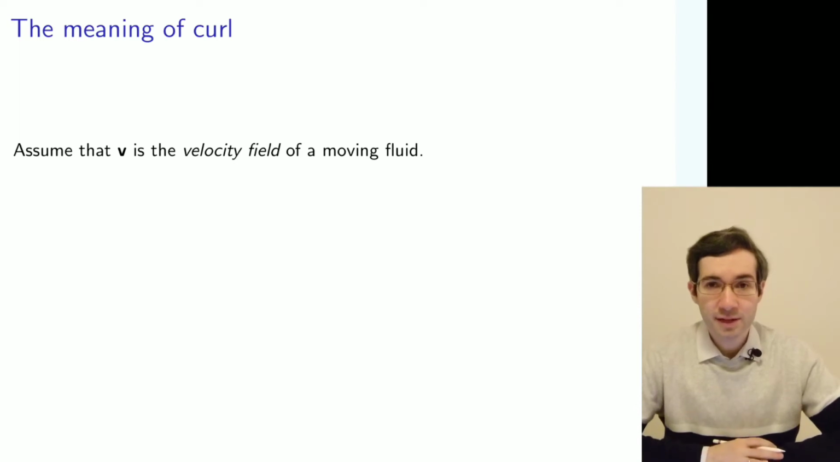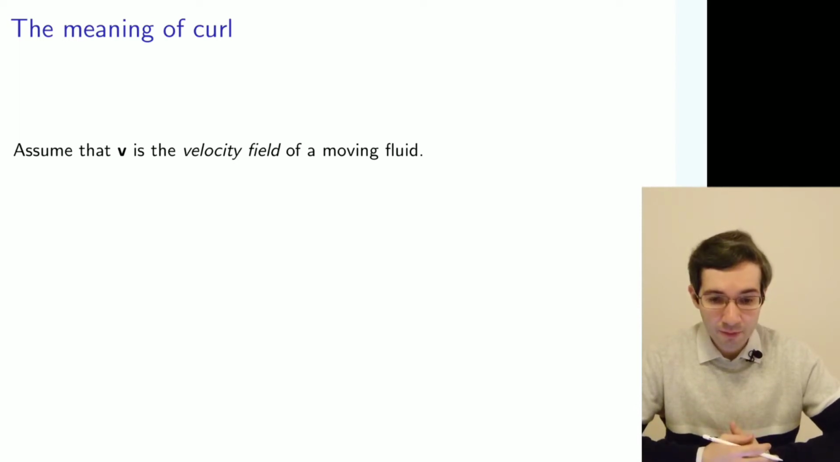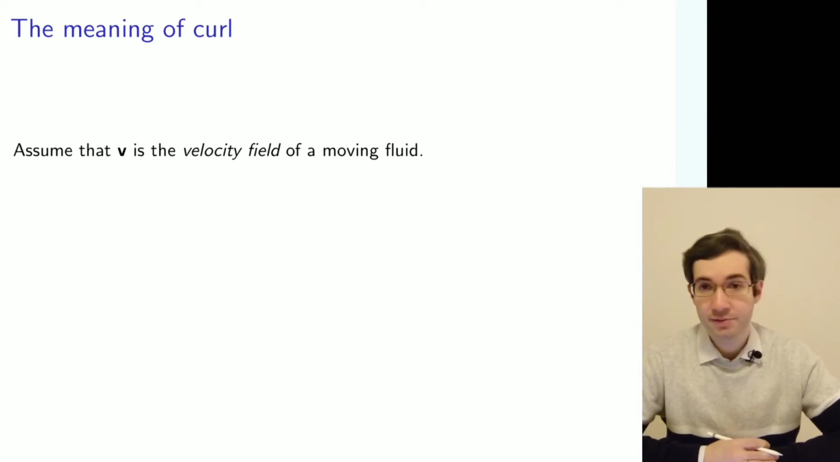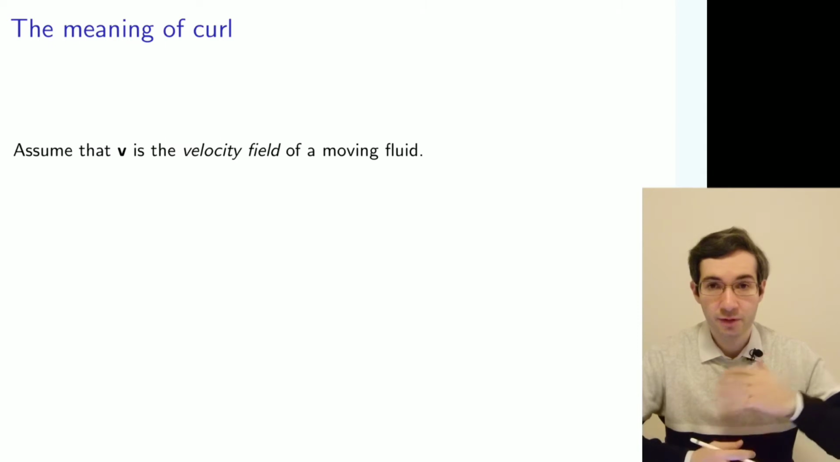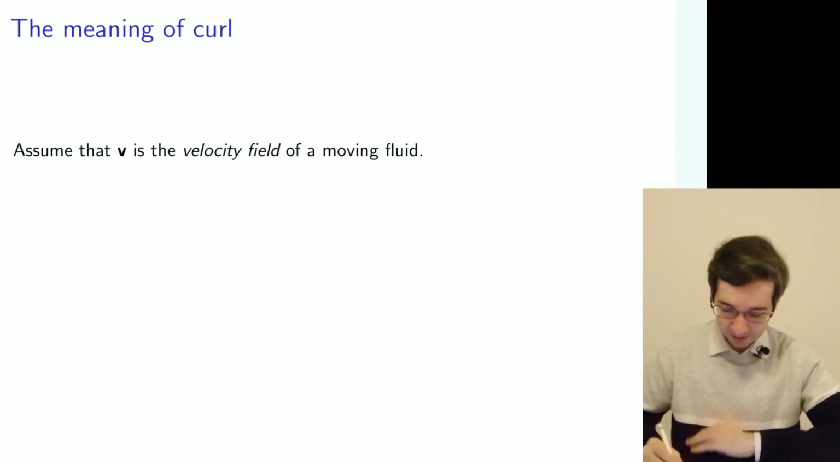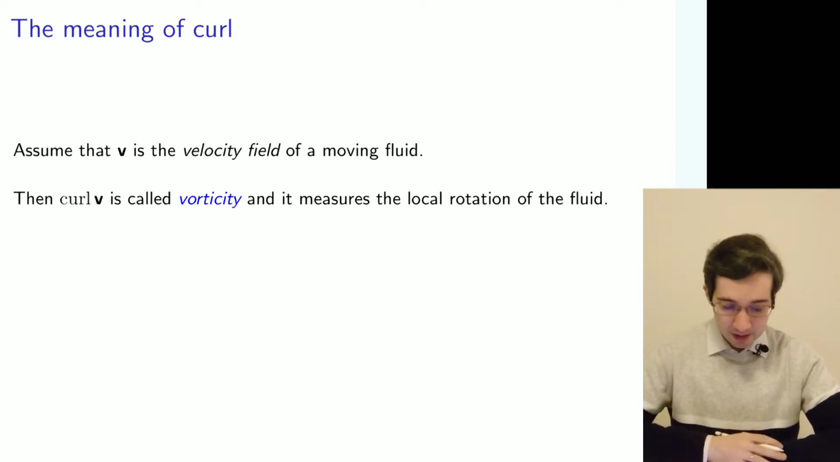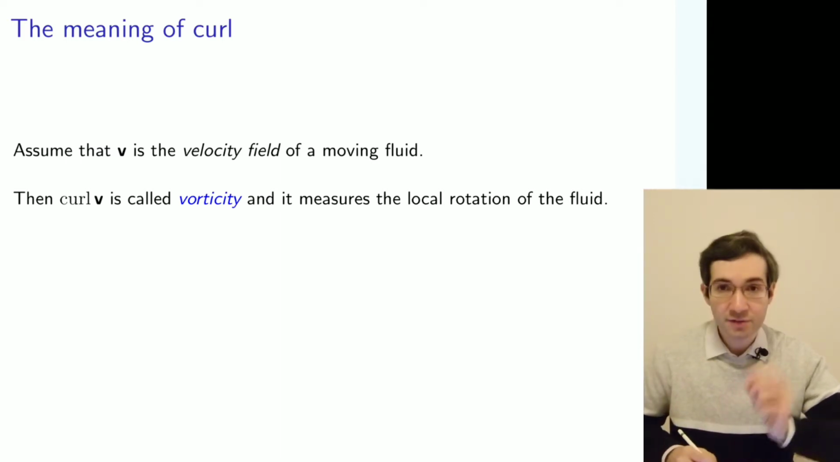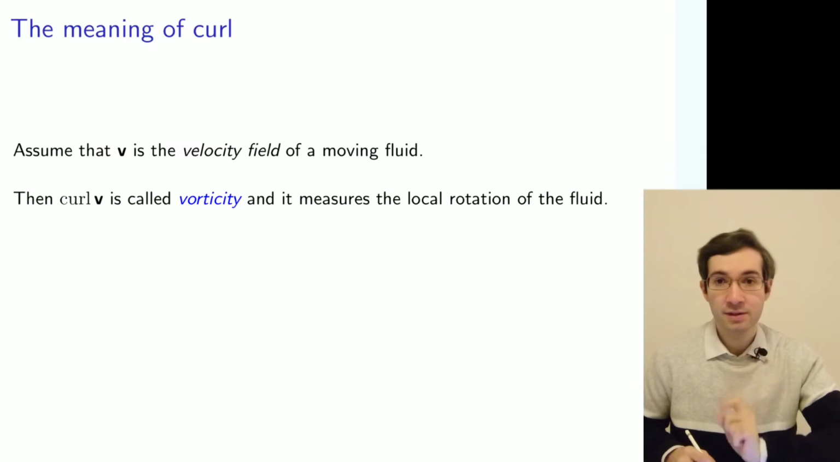Let's look at some background. What does it actually mean? Why do we need a curl? Well, let's think about a velocity field as an example of the vector field. You have a flowing fluid and you want to characterize something about its velocity. The curl of the velocity field is called vorticity, and it characterizes the local rotations in the fluid.